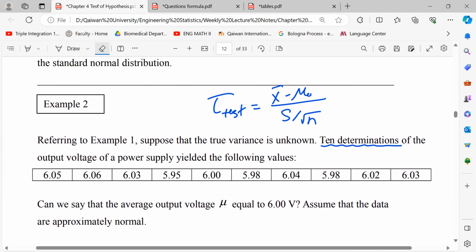Now, from these data, we can get x bar, s, and n. Mu naught is given, it is 6. How about n? n is the number of data, the number of samples. It's 10.